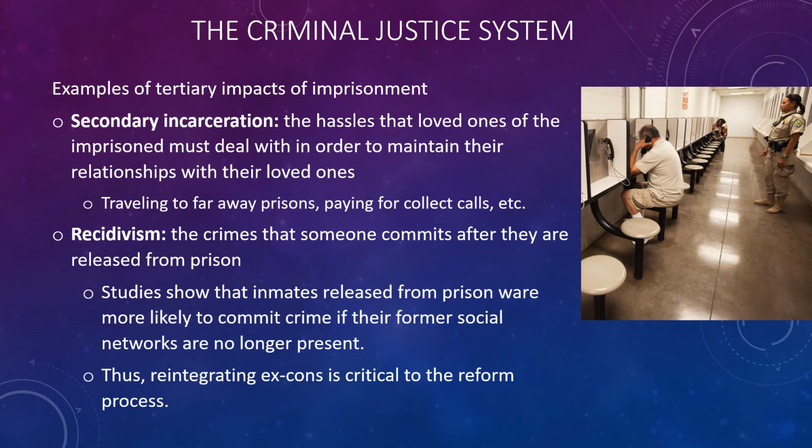Some of the examples of the tertiary impacts of imprisonment are what's called secondary incarceration. These are the hassles and problems that loved ones of the imprisoned must deal with in order to maintain their relationship with their loved ones. So traveling to faraway prisons, paying for collect calls from prisons, everything you would need to do to help your loved one or your family member while they are in prison, those are all the impacts of secondary incarceration. The concept there being that someone outside of prison is also being punished, not just the person inside of prison.